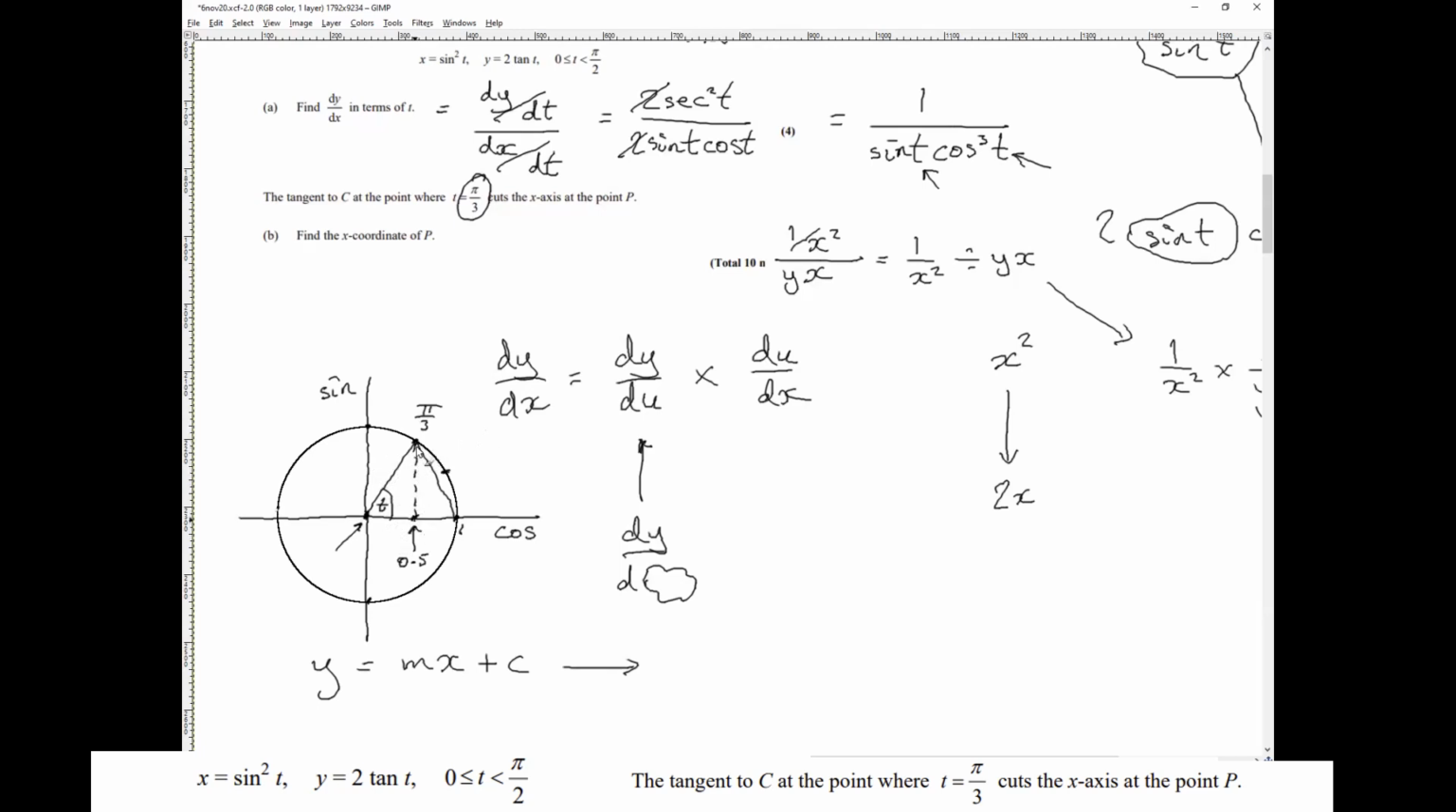The length of the opposite side, by the way, is just going to be the sine, because the hypotenuse is 1. Opposite over hypotenuse will just be the opposite side, which is why we can think of the vertical axis as the sine axis. So do Pythagoras for me to find the height of that point on the circle at pi over 3.